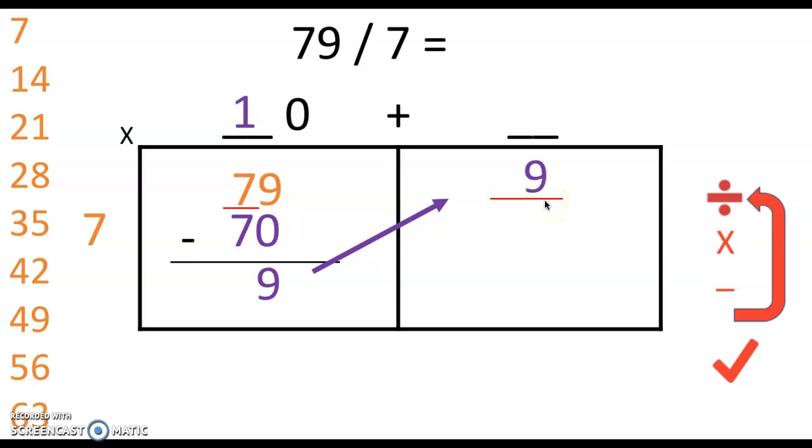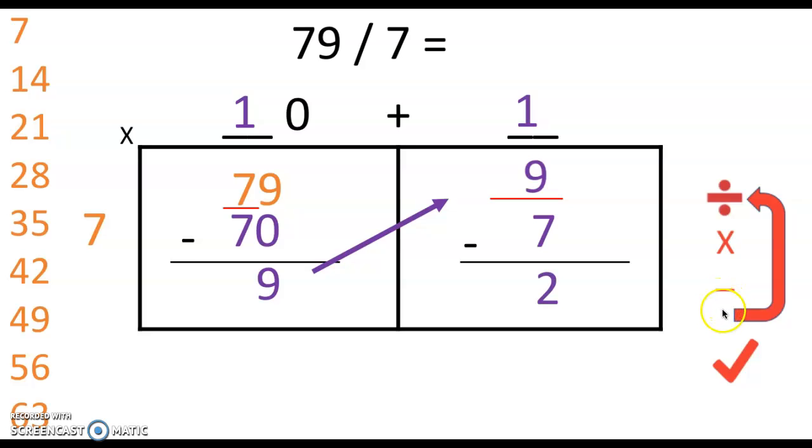What's the closest we can get to 9 without going over? Yep, that's only skip counting one time. 1 times 7 gives us 7. Then let's subtract. 9 minus 7 is 2.